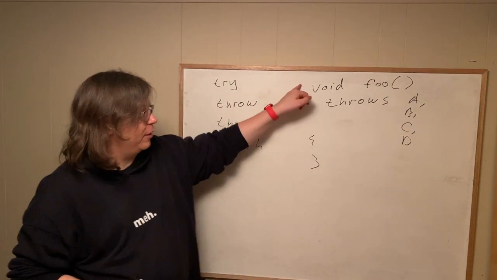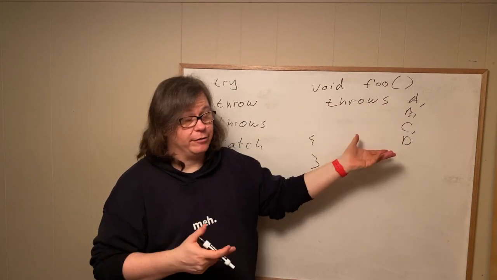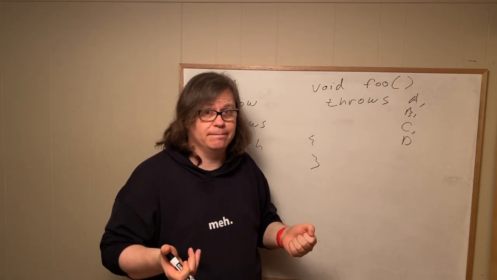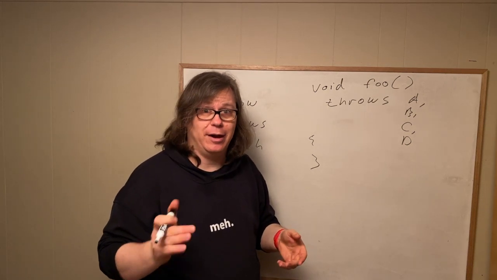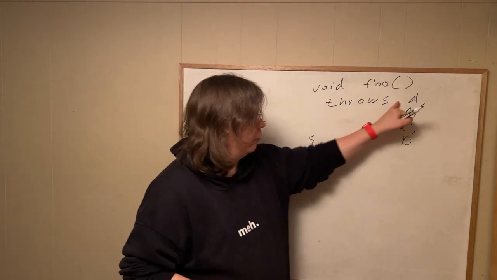Where we have a method that we declare, and it's going to throw A, B, C, and D, each of those being exceptions. Ultimately extending from what class? Pause. Throwable. Everything, if you can throw it, has to extend from Throwable. So this says that we're going to throw A, B, C, and D.